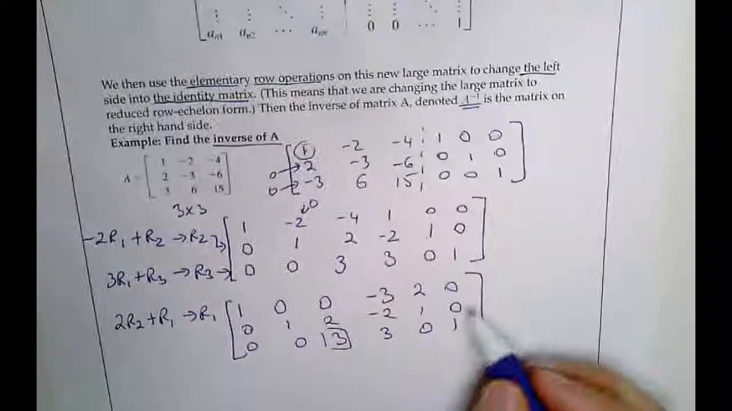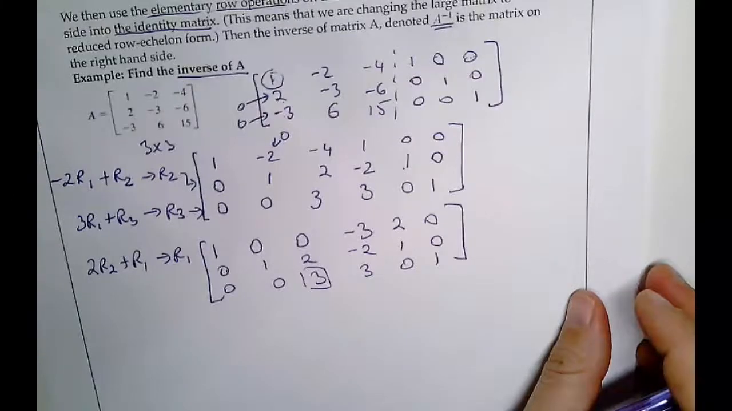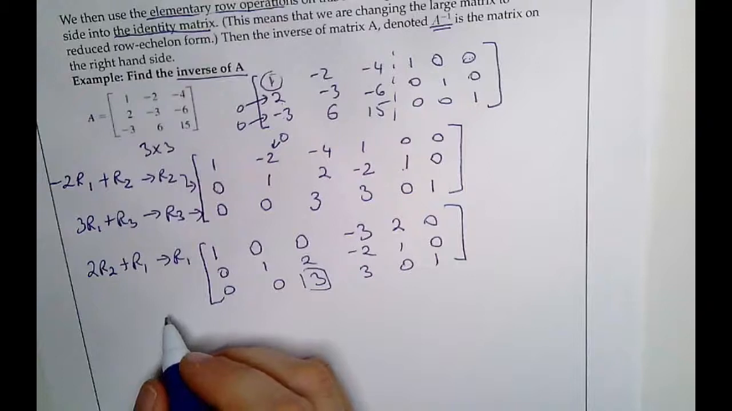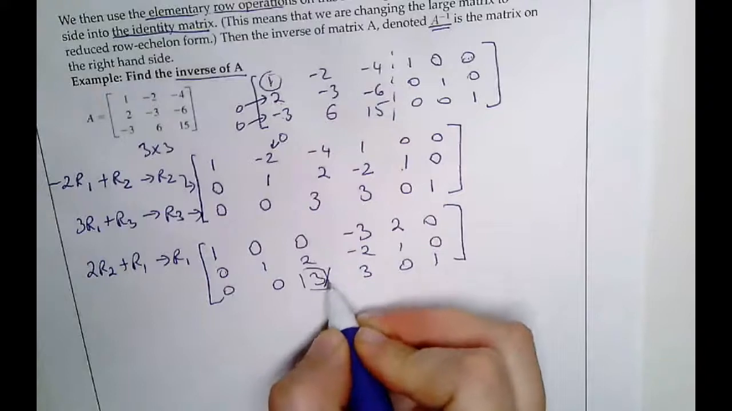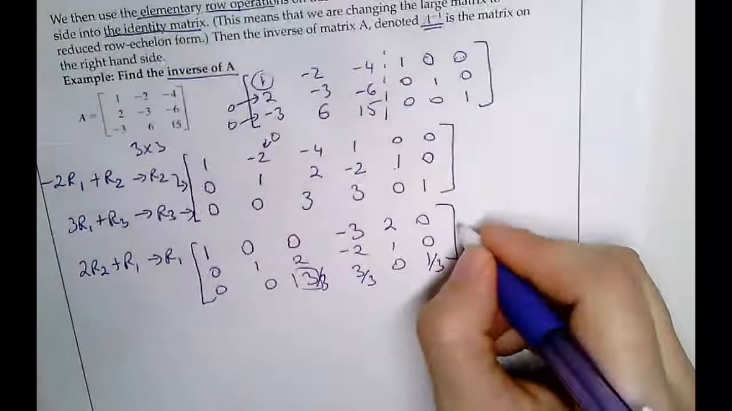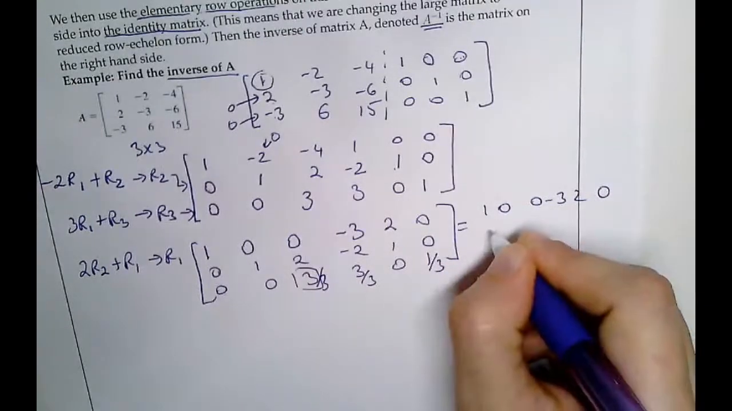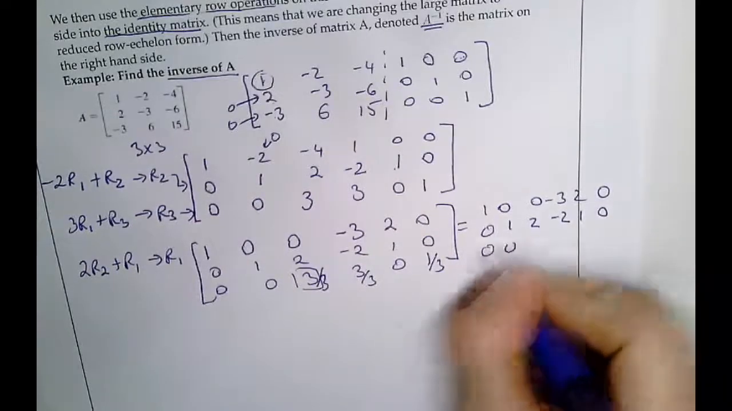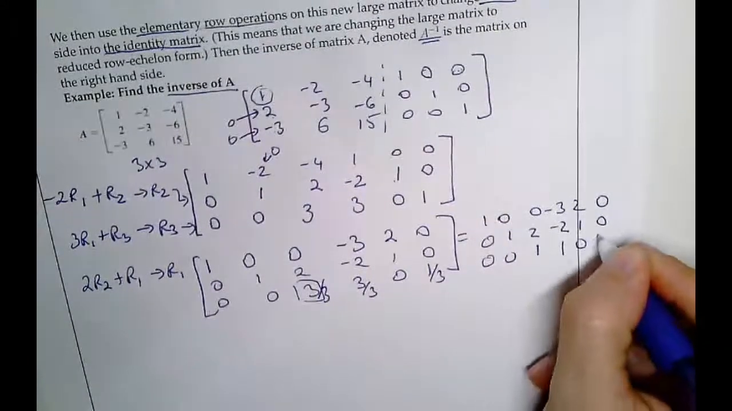So to make it a 1, I'm just going to divide row 3 by 3. Let's just do it here. So divided by 3, divided by 3, divided by 3. So I'm going to write it in here: 1, 0, negative 3, 2, 0, 0, 1, 2, negative 2, 1, 0, 0, 0, 3 divided by 3 became a 1, 3 divided by 3 is a 1, 0, and then 1/3.